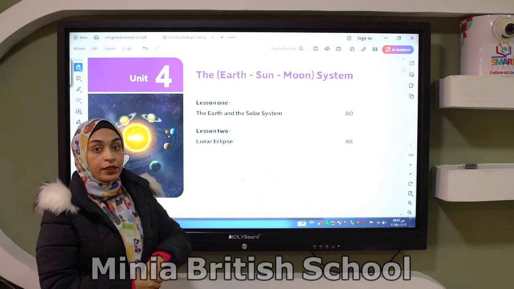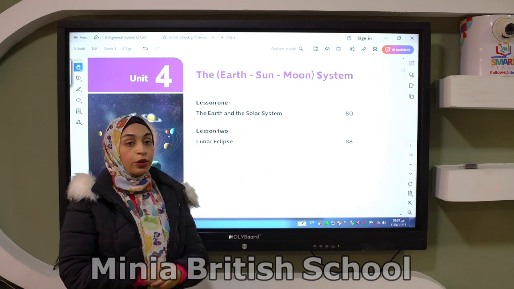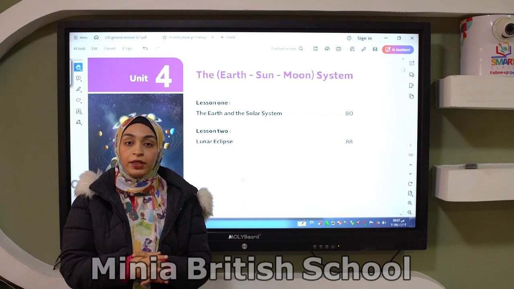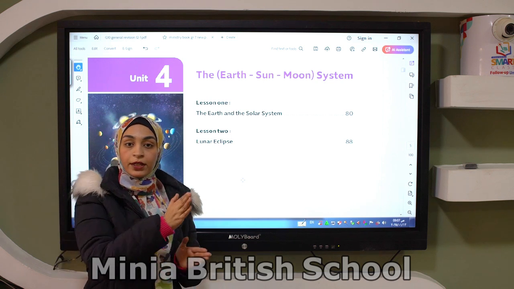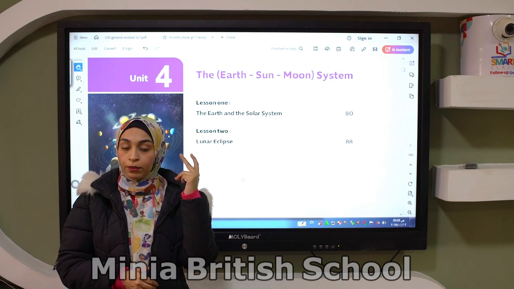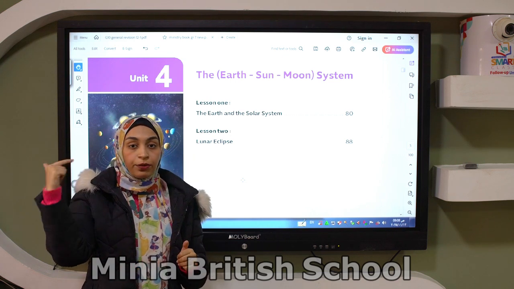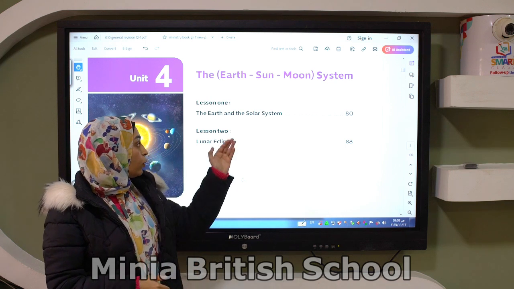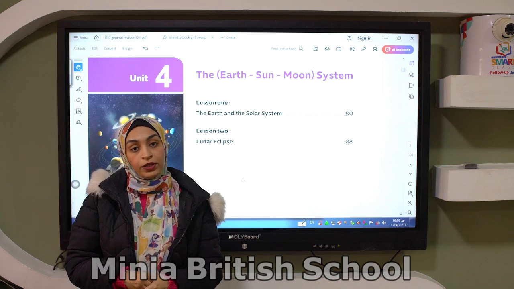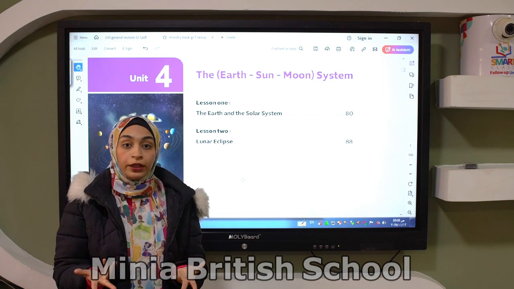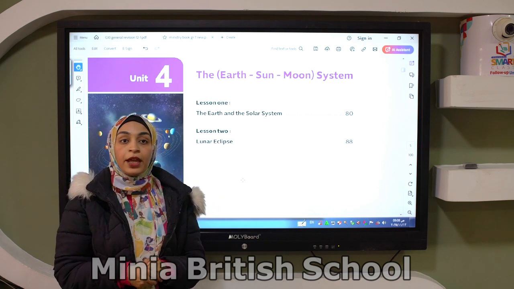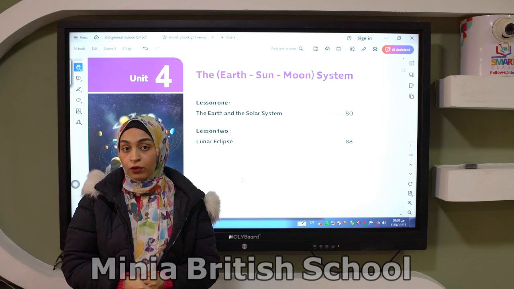Let's start in the last unit, lesson 1, starting with the Earth and the solar system. When we started this lesson, we started talking about the solar system by the planets from the nearest one to the farthest one: Mercury, Venus, Earth, Mars, Jupiter, Saturn, Uranus, and Neptune. And also we talked about how the cycle of the seasons happens, and how the cycle of day and night happens, and why the sun appears to move in the sky, and how the height of the sun affects the length of the shadow.